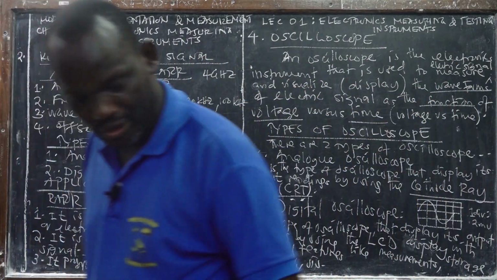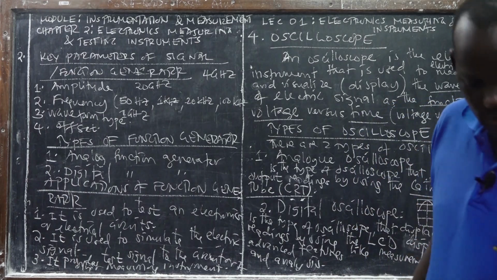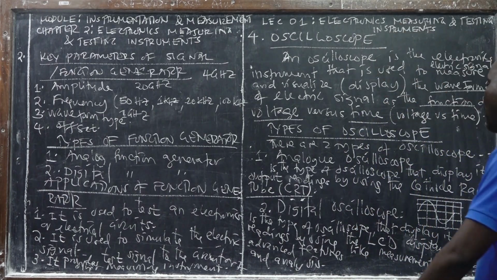Where is digital? That is analog. Digital? Yes, this is digital. So you see that the digital has a number of buttons.